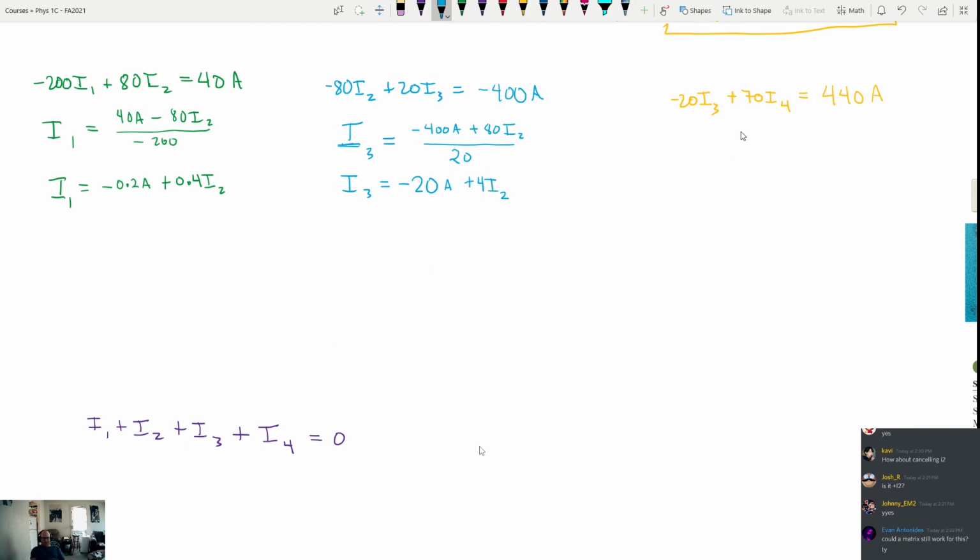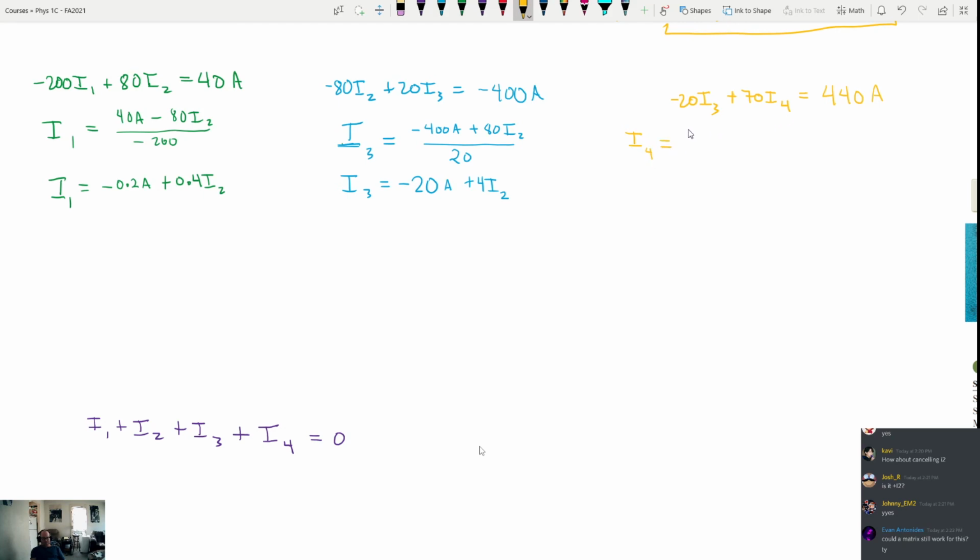So let's see, negative 20 amps. 80 over 20 is going to be 4, so plus 4 I2. All right. And then coming to this equation here, now we can solve for I4. If you don't understand why we're doing that yet, you'll understand very quickly. So notice I have I1 in terms of I2. I have I3 in terms of I2. I'm now going to get I4 in terms of I3.